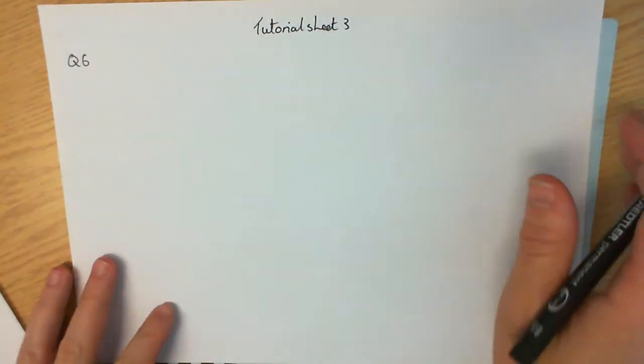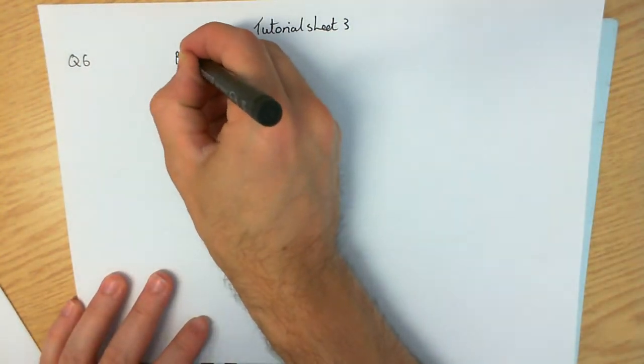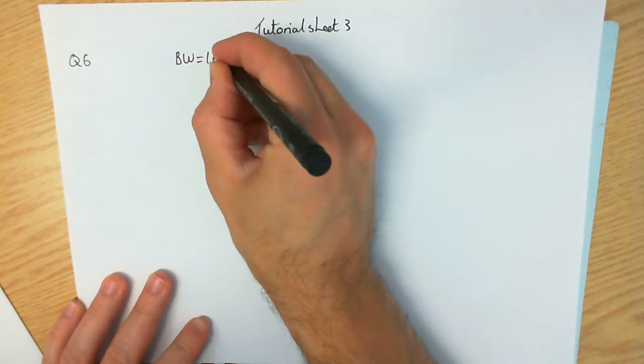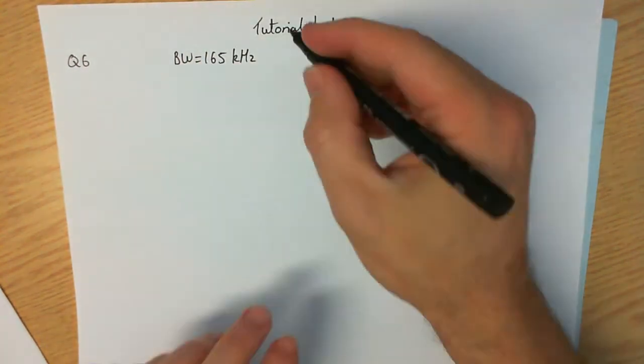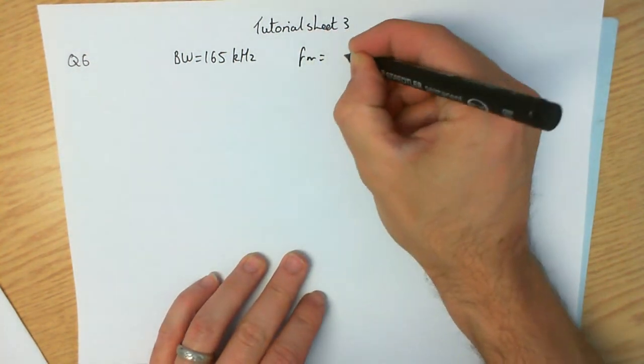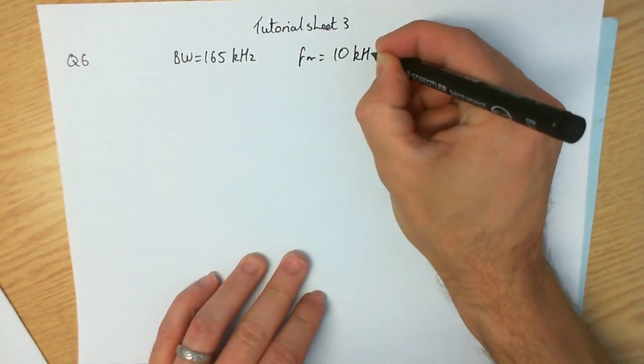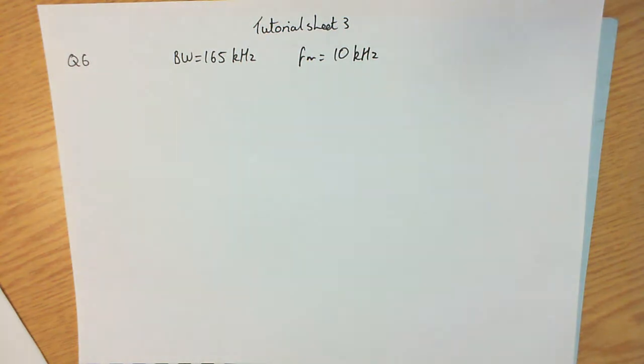Tutorial sheet 3, question 6. It's a question relating to bandwidth of an FM signal. It says an FM signal has a total bandwidth of 165 kilohertz, when the modulating signal is equal to 10 kilohertz. Estimate the maximum carrier frequency deviation.